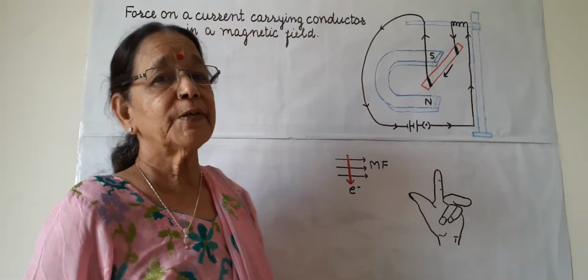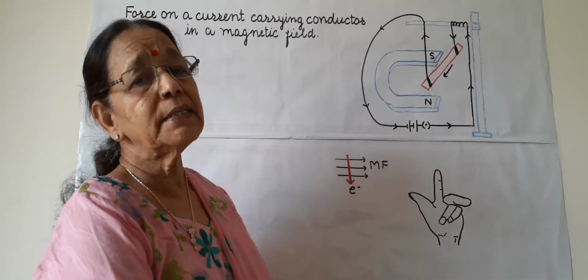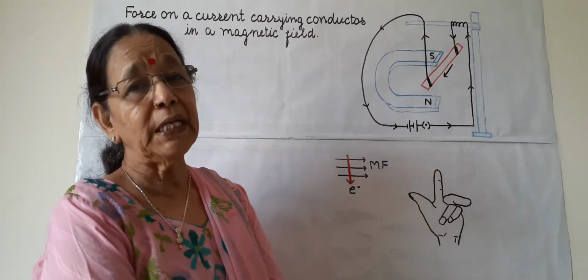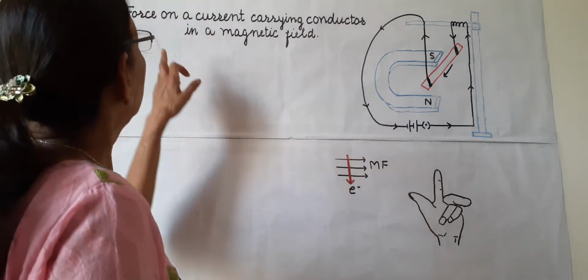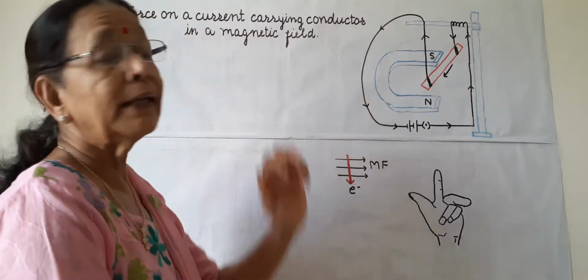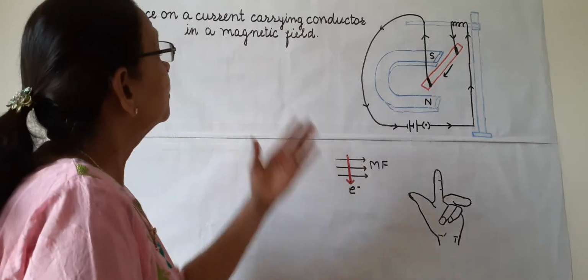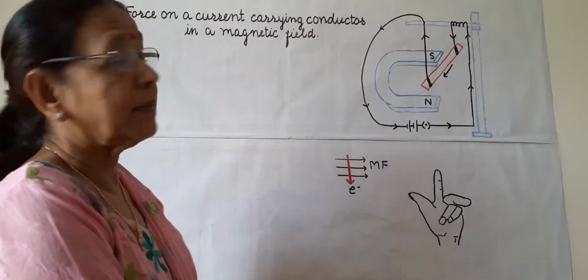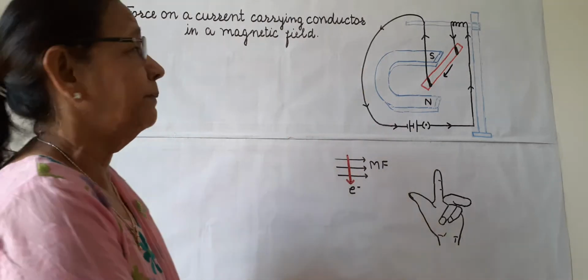Hello students, this is the third lecture under the series Magnetic Effect of Electric Current. Today we will learn about force on a current carrying conductor in a magnetic field. This topic looks a bit complex. We will understand it after we do these experiments.